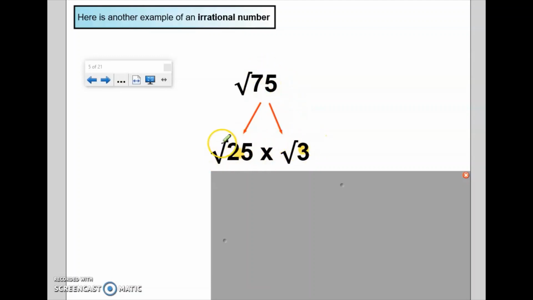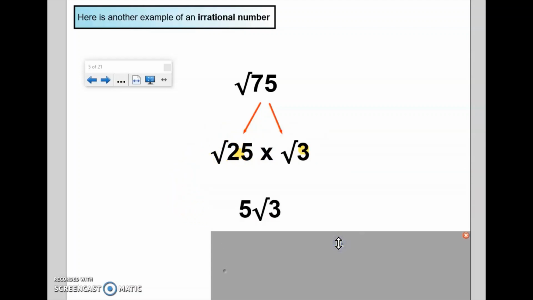Both are still square rooted at this point, and 25 is a square number, which is excellent because it means I can simplify on the next line, and I'm going to make root 25 simplify down to the integer 5. That's going to leave me with 5 root 3. So 5 root 3 is the simplified version of root 75.